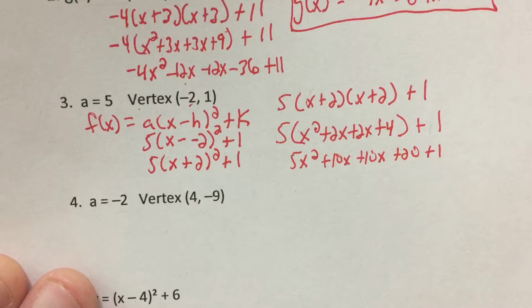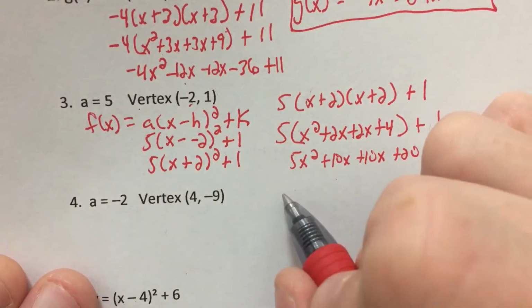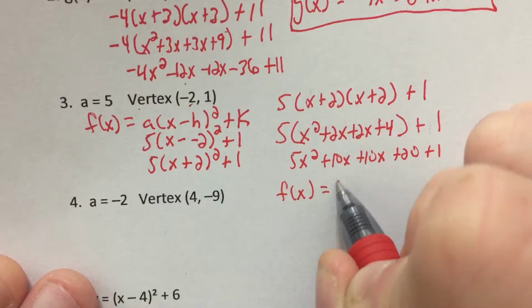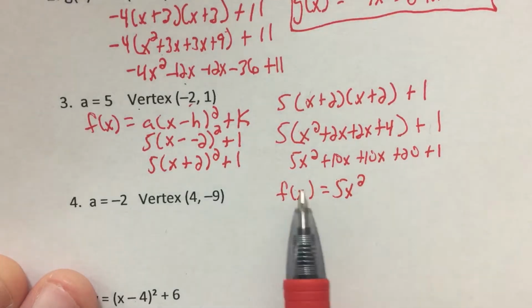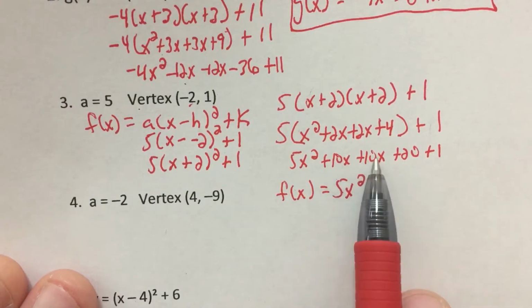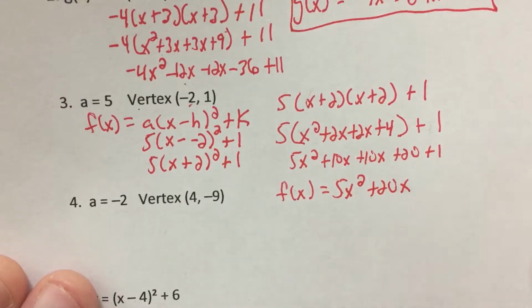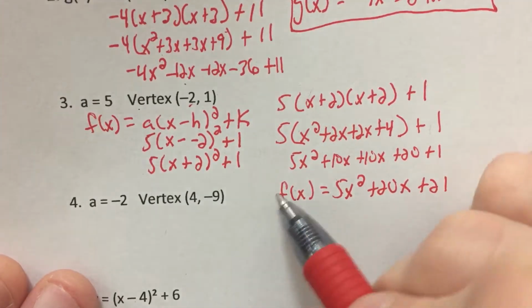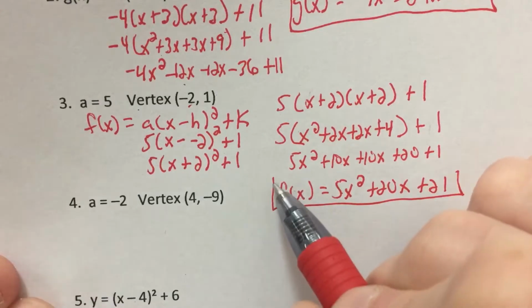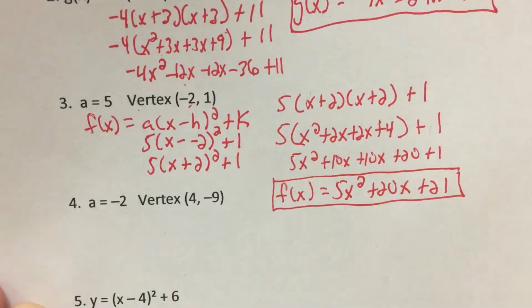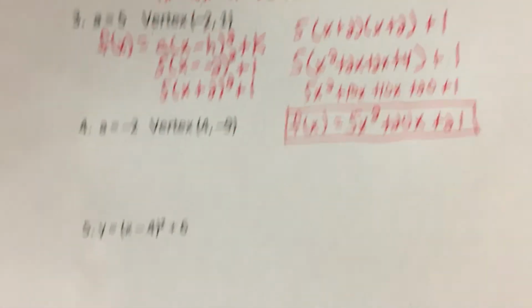Which leaves the final step, combining like terms. I end up with 5x squared, this guy. But 10x and 10x make 20x. And 20 plus 1 make 21. Like so. Let's do another one of those.